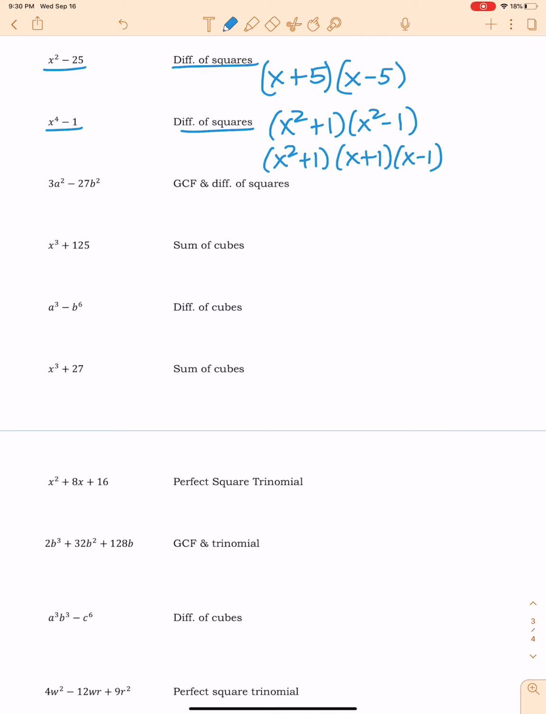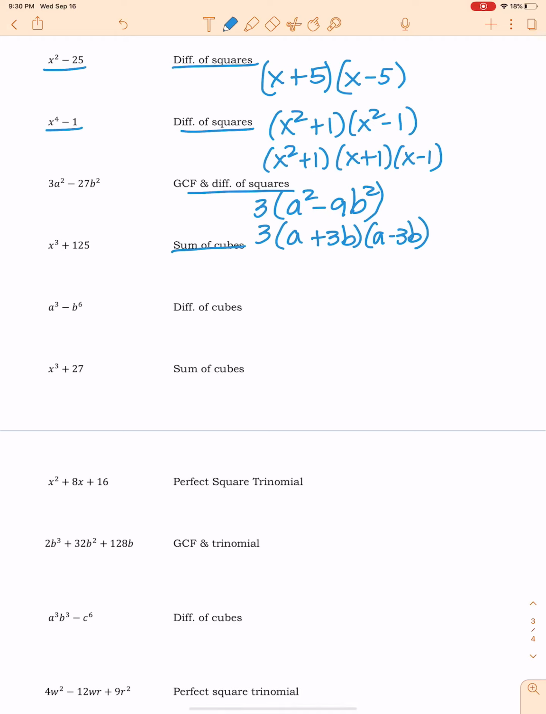All right, GCF and difference of squares, you can combine these. So I can factor out a 3 here, and I'm left with a squared minus 9 b squared, and then I have 3a plus 3b and a minus 3b.